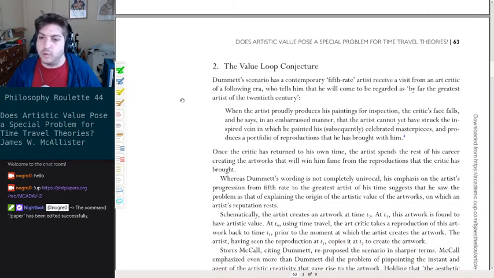The value loop conjecture. Dummett's scenario has a contemporary fifth-rate artist receive a visit from an art critic of a following era, who tells him that he will come to be regarded as by far the greatest artist of the 20th century.